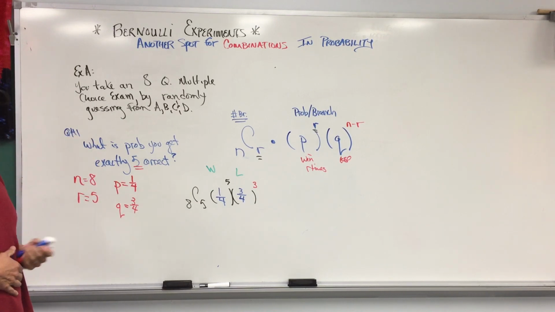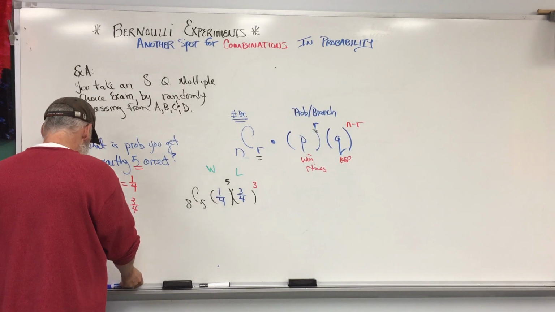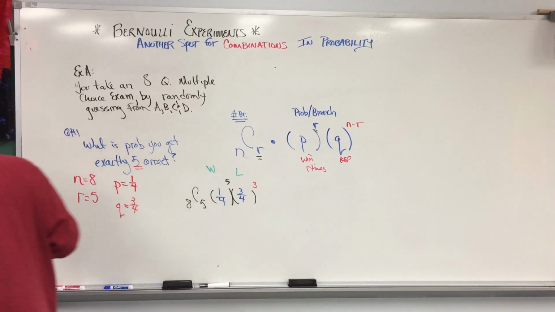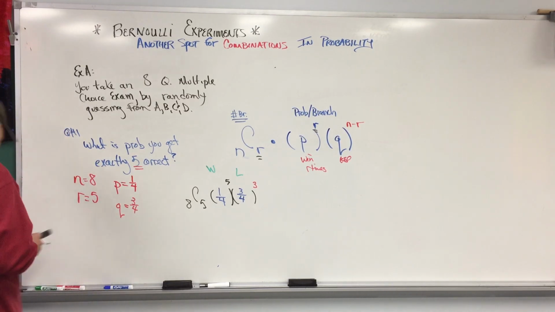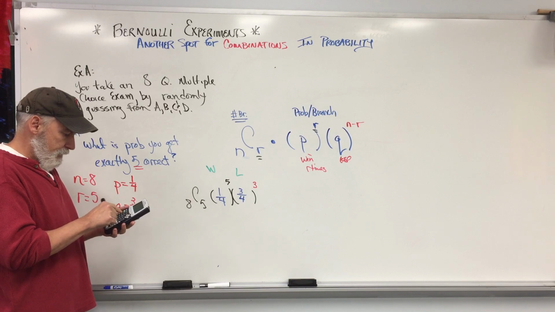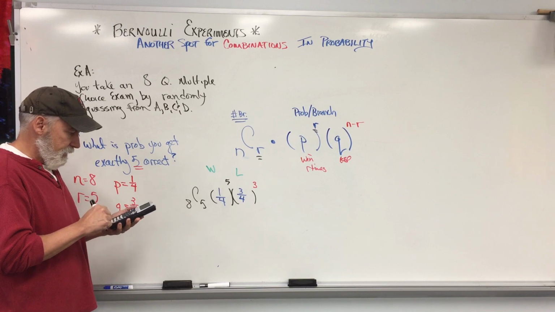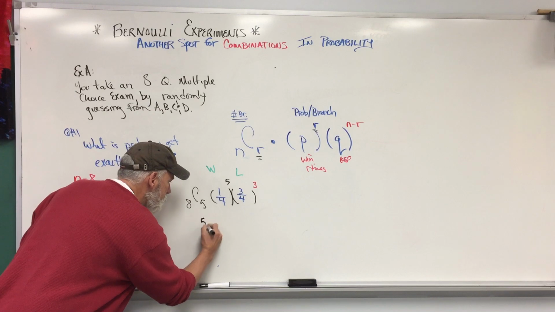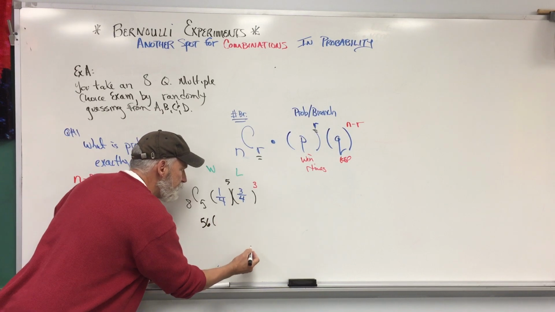That's how you do this. And then we have to actually compute the numbers. Let me take a look at that. I need my calculator to do that. So let's see. 8 math C5. I get 56. There's 56 branches that do this.